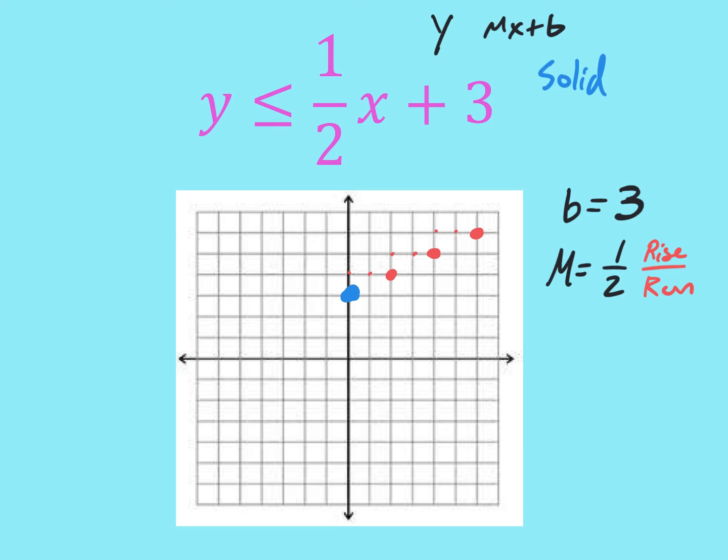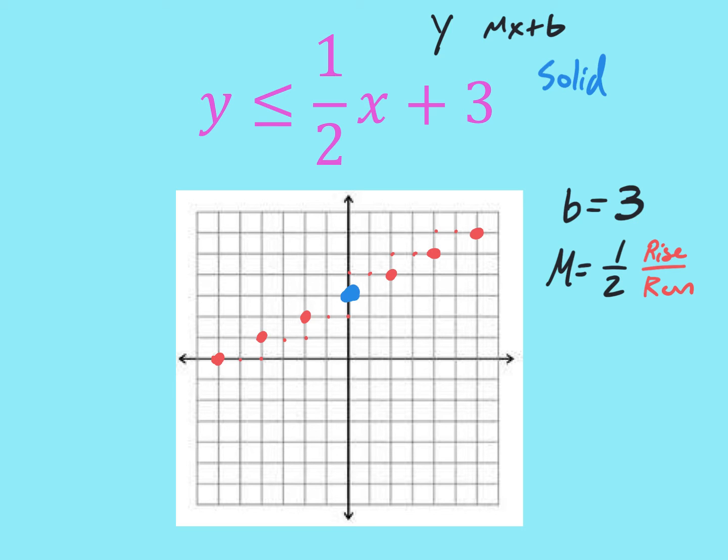Now, is that the only direction we could have gone? No. Remember, if you were doing it as positive 1 over positive 2, you could flip both of them and make it negative 1 over negative 2. So you could go down 1 to the left 2. Down 1 to the left 2.